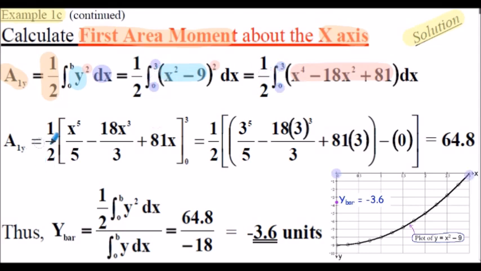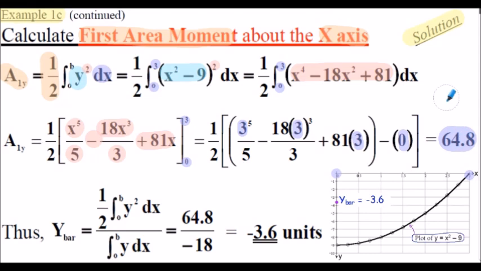Again, these are standard forms here. Integrating x to the 4 with respect to x becomes x to the 5 upon 5. The negative 18x squared becomes negative 18x cubed upon 3. And positive 81 integrated with respect to x becomes positive 81x. Our limits are now applied to the rear of the square bracket. And next we simply impose the limits, so the upper limit of 3 replacing x, and again inserting the lower limit of 0 for x, all the terms will become 0. So we've now evaluated the first area moment about the x-axis.